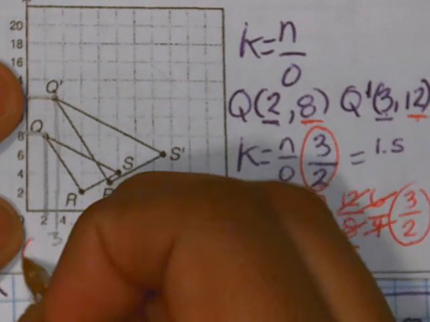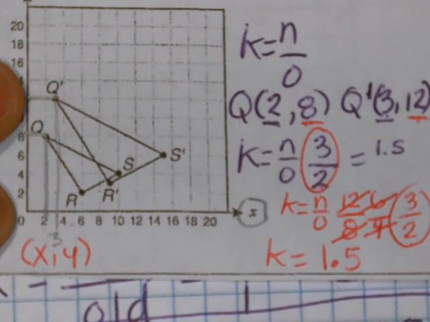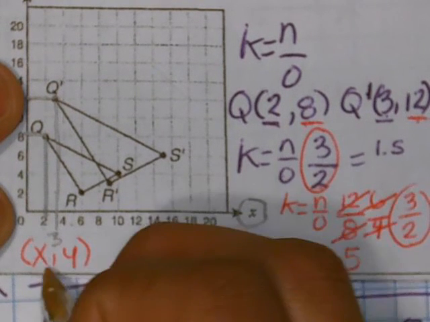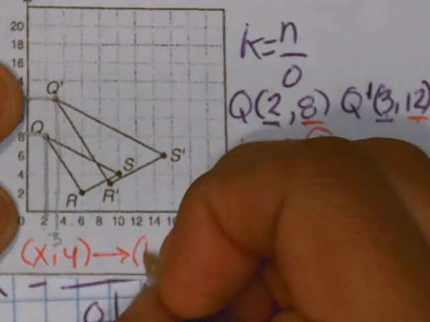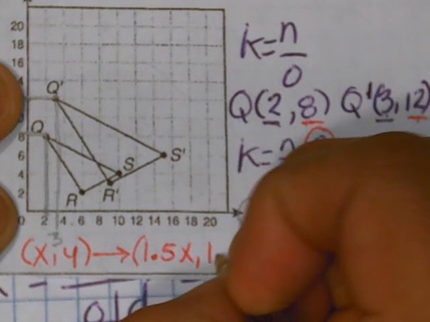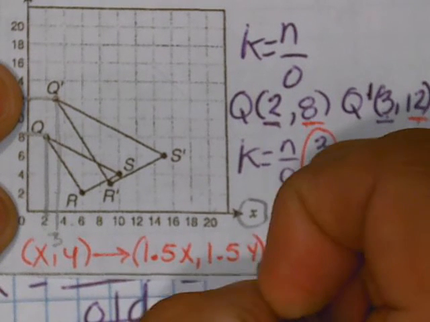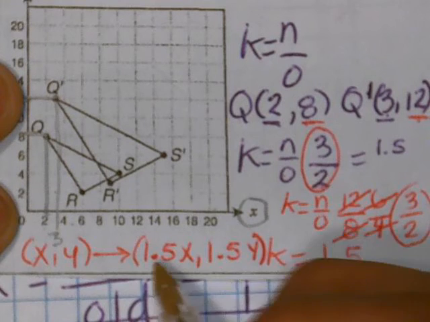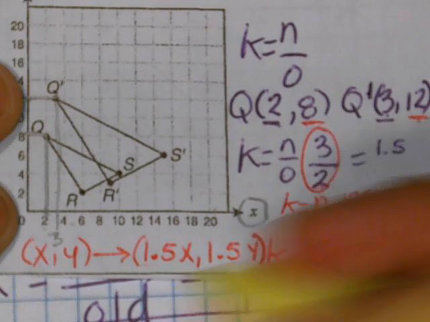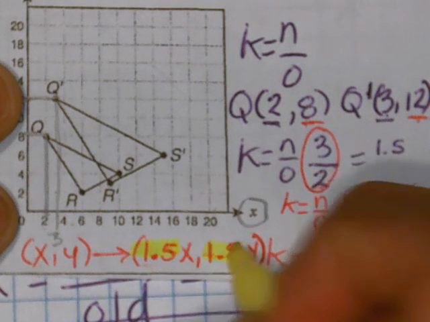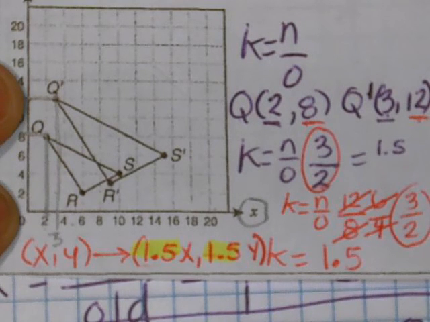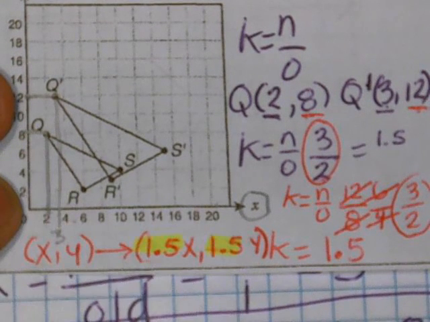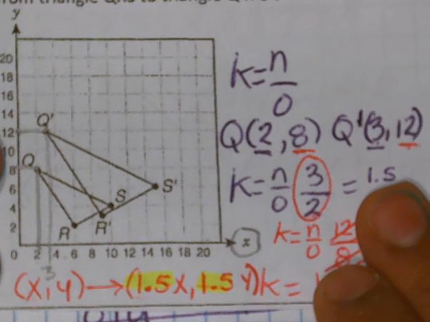So then, if K is equal to 1.5, the rule is simple. X comma Y, my algebraic representation, it always starts with the X and the Y with the arrow. And we know that we multiply times 1.5. So this is 1.5X, 1.5Y. Notice that this must be the same number. We are not changing the scale factor. I'm not going to multiply one side times one number and then the other side times another. Make sure those two are equal. Okay?